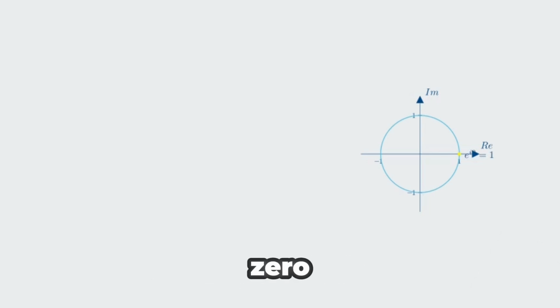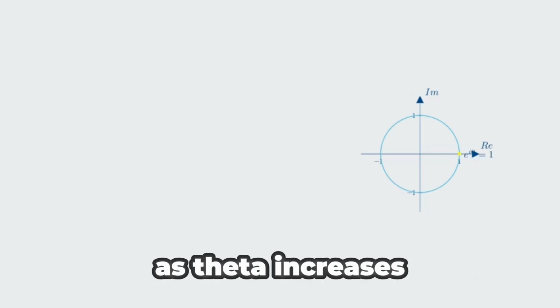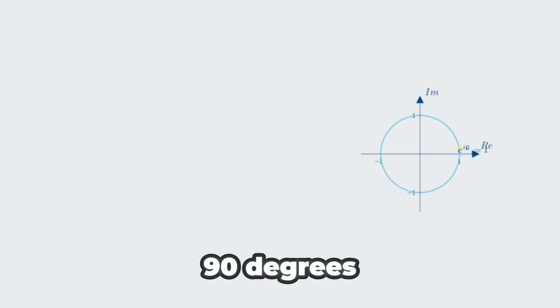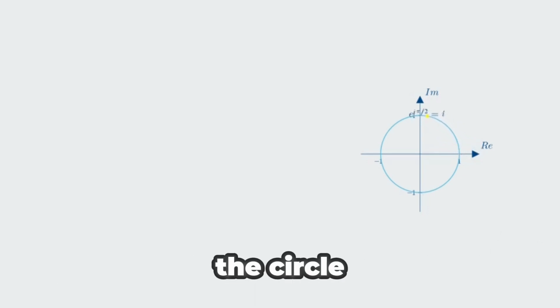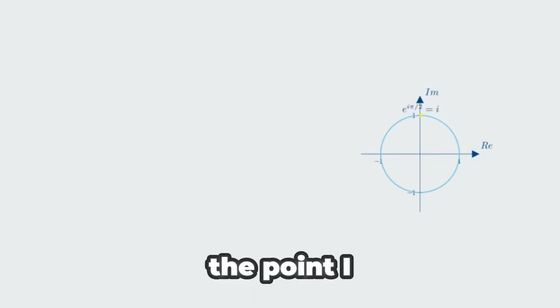If theta is 0, we are at the point 1 on the real axis. As theta increases, say to pi over 2 or 90 degrees, the point rotates counterclockwise to the top of the circle, landing on the imaginary axis at the point i.